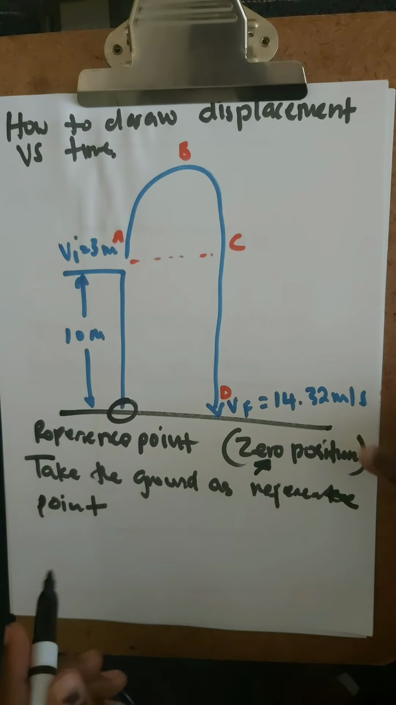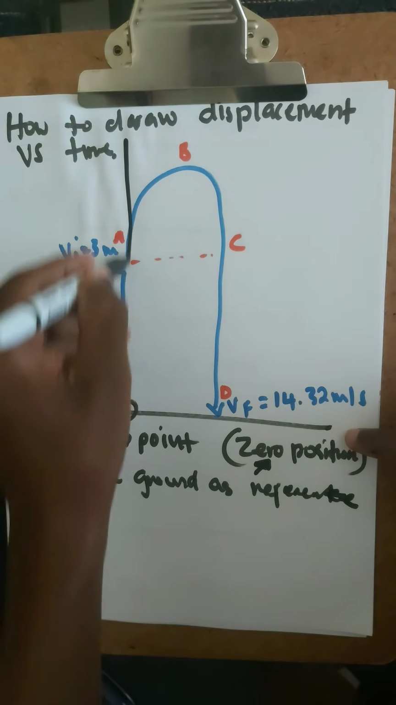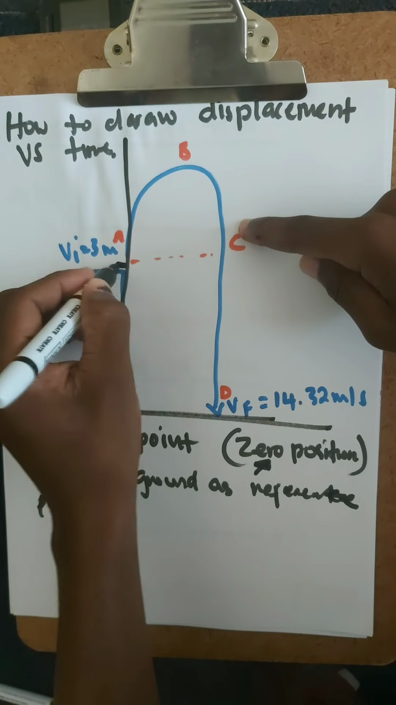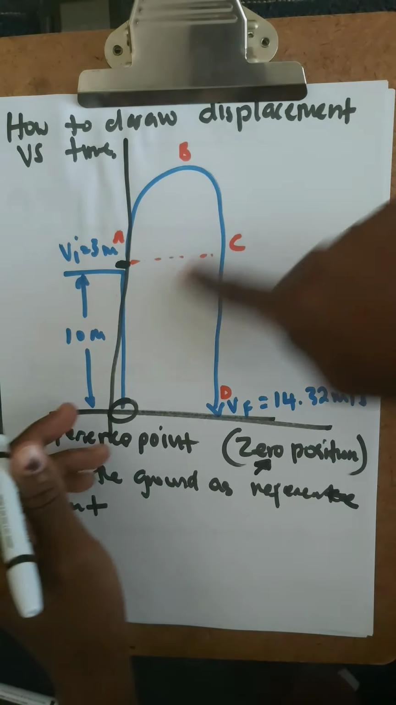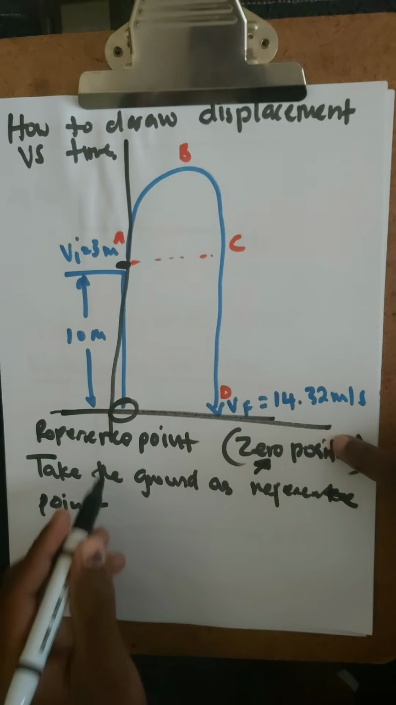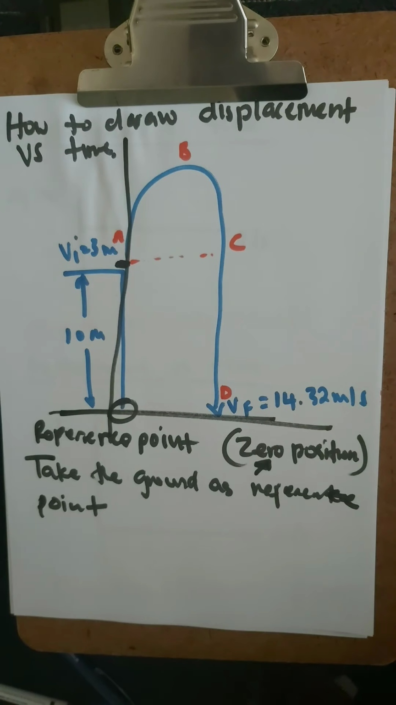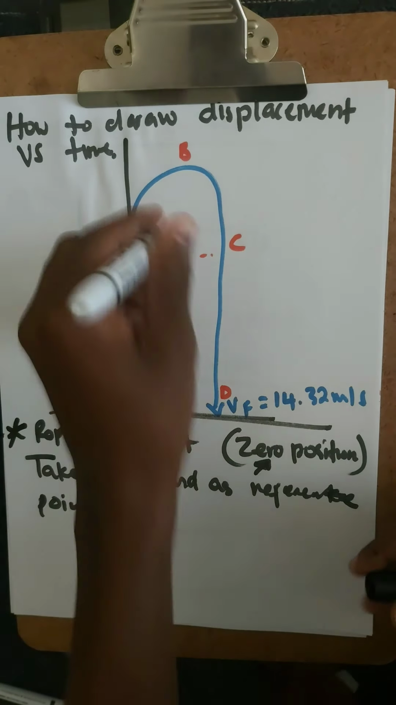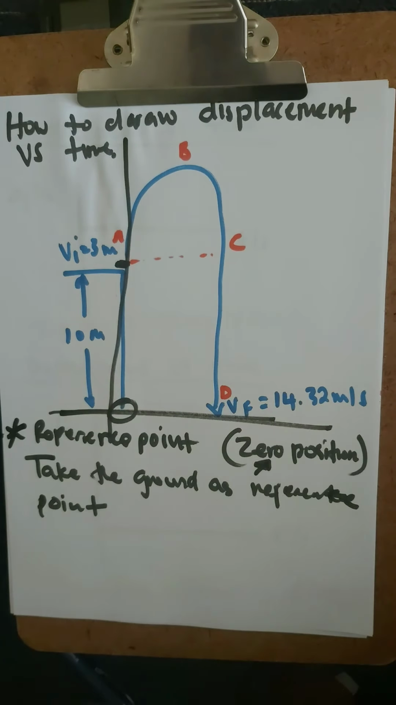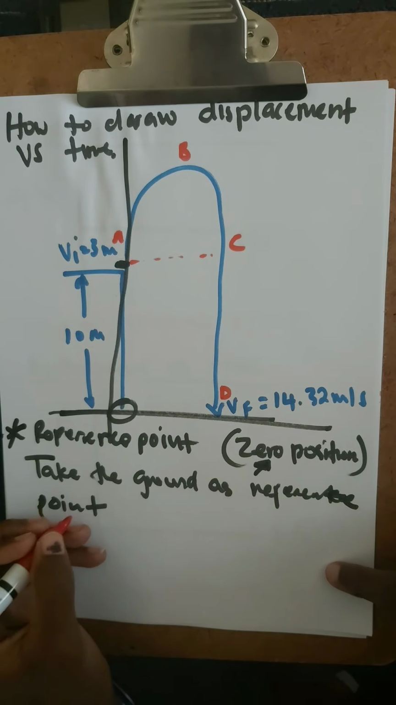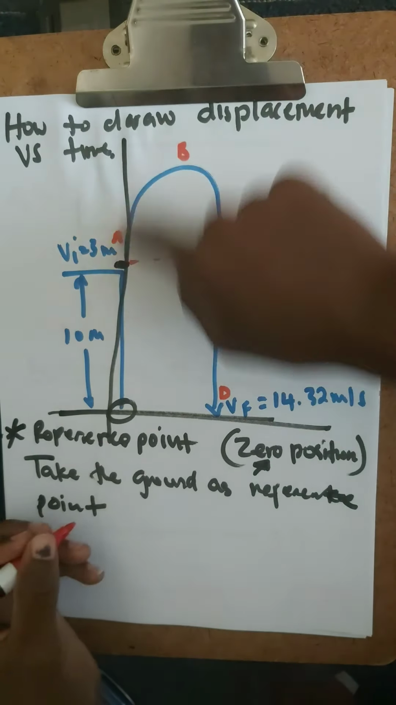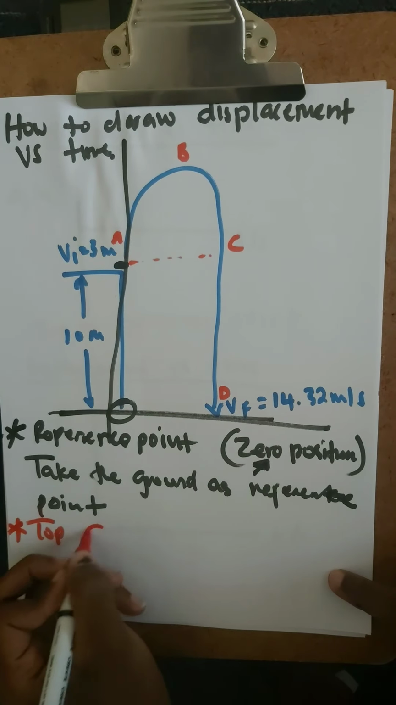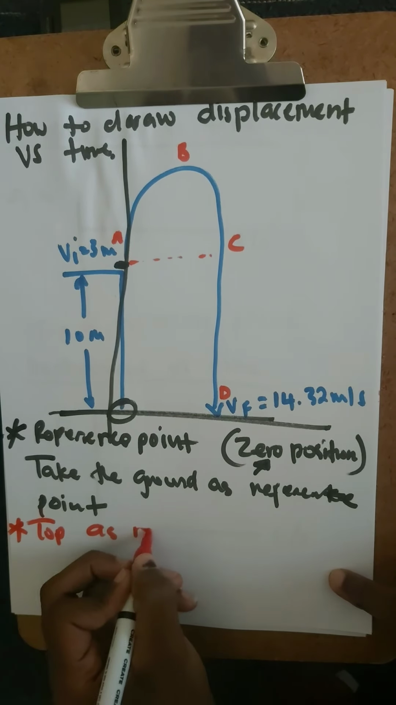So your graph is going to be like this. Everything is going to be on the positive side. You just draw something like this. So that's your graph, with its zero position. The black one represents the graph. So here, take the top of the cliff or the top of the building as reference.